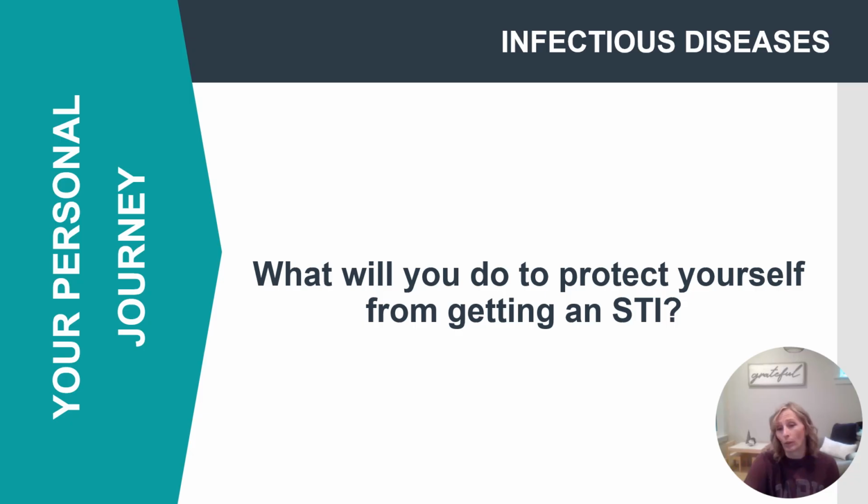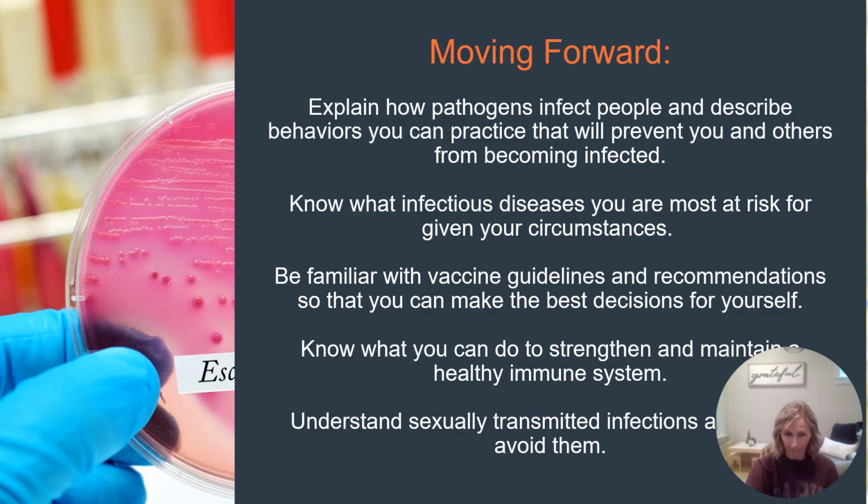So what can you do to protect yourself from getting an STI or other infection? Just make sure that you're doing all of those safe behaviors like abstinence and using condoms. But then, of course, for all the infectious diseases out there, keep your hands washed, make sure that we're not putting ourselves in danger by going around people that we know are sick, and just try to stay clear of that when we can. So going forward, explain how pathogens infect people and describe behaviors you can practice that will prevent you and others from becoming infected.